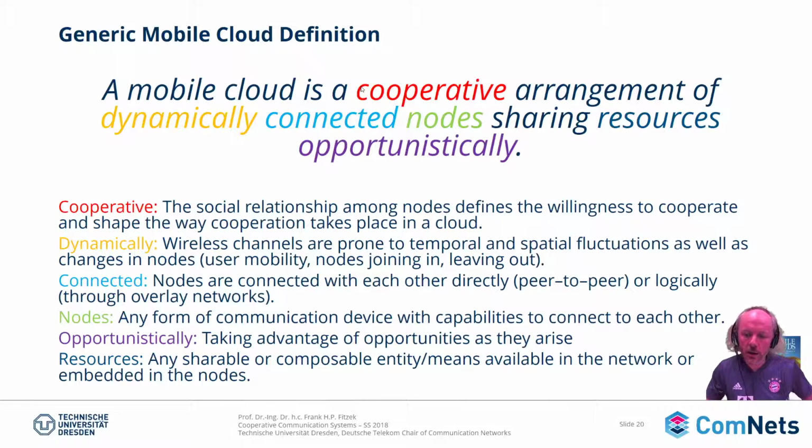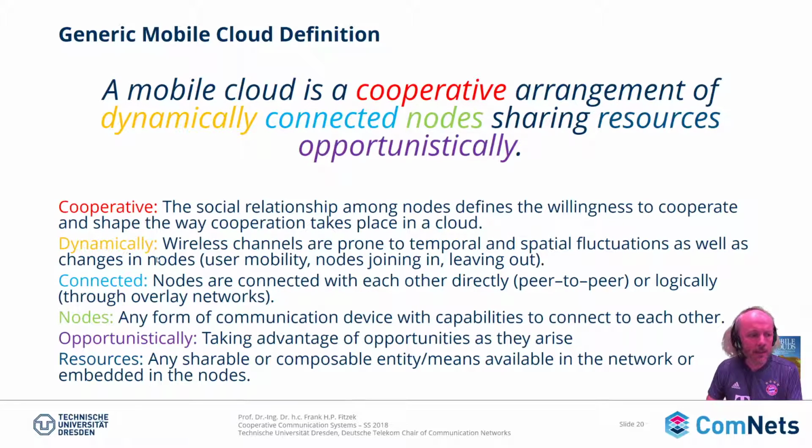And then in the book of mobile clouds, we gave a generic mobile cloud definition where we said a mobile cloud is a cooperative arrangement of dynamically connected nodes sharing resources opportunistically. So all the words are now explained here in the bottom. So cooperative means the social relationship among nodes defines the willingness to cooperate and shapes the way cooperation takes place in the cloud. So cooperative, and as we think about cooperation, this must be a big thing, right?